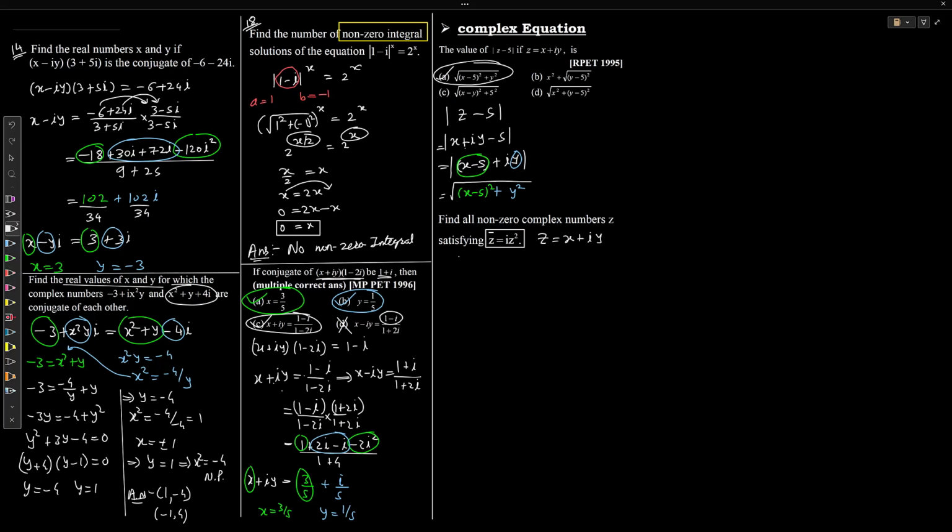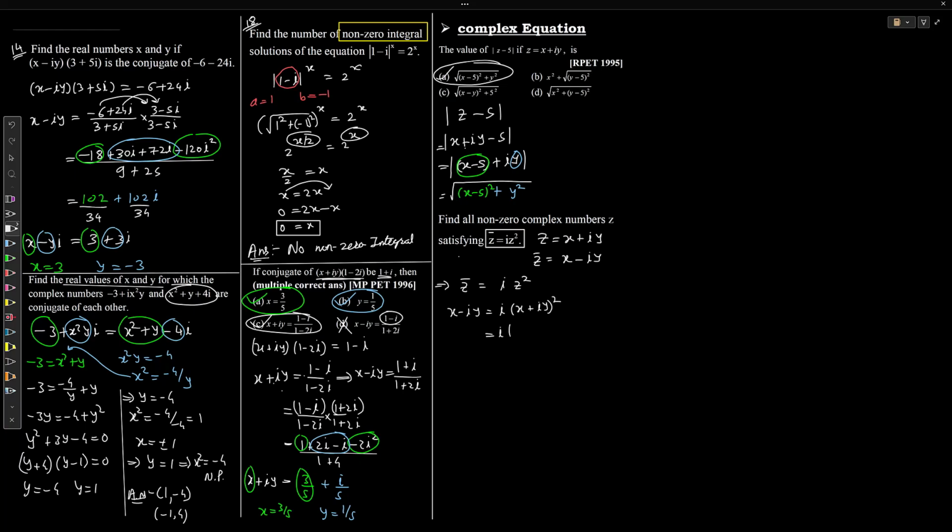We have to get z, and for that we need x and y. Now, if z is x plus iy, what is z bar? x minus iy. Obvious, right? So let's use your given data: z bar is equal to i z square. Substitute z bar, which is x minus iy, and z square, which is (x plus iy) the whole square.